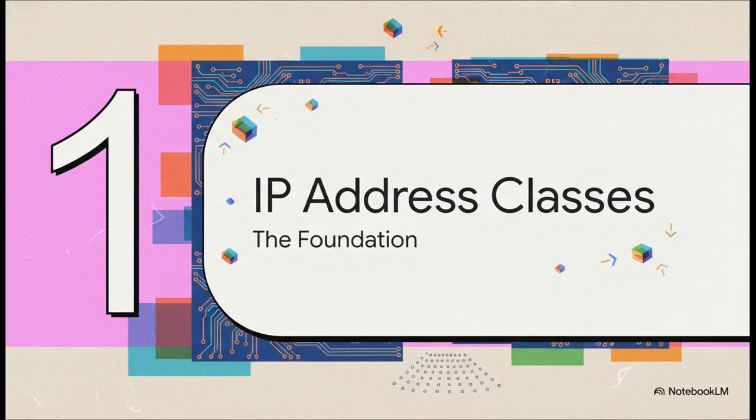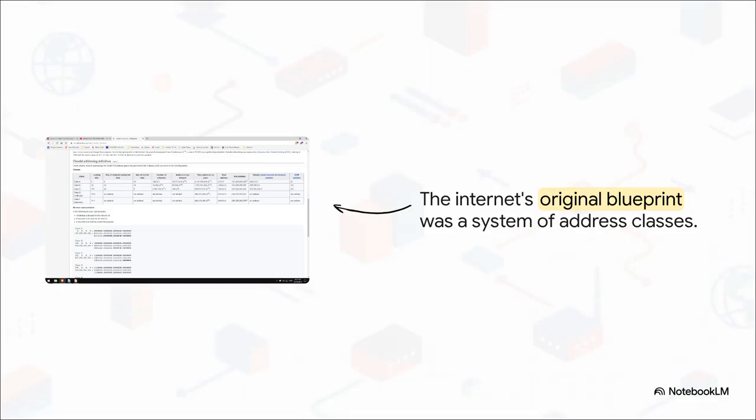Well, we've got to start at the beginning, with the original blueprint for how the internet was organized. We're talking about IP address classes. This is the foundation of it all. Think of it like this. Way back when the internet was just getting started, they needed a way to keep things from being a total mess. So they split all the available addresses into these big buckets called classes. This system, known as classful addressing, was all about handing out huge chunks of addresses to different companies and organizations.